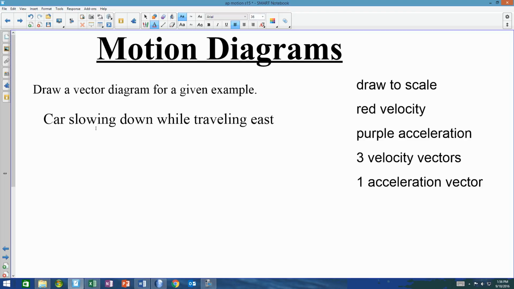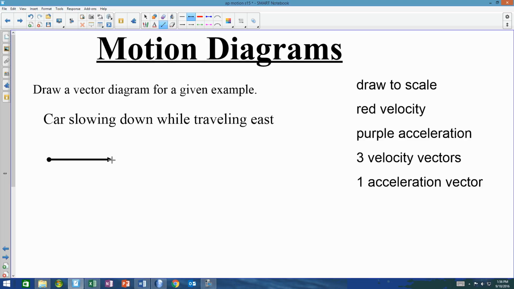We have a car that's slowing down while traveling east. Okay, if it's slowing down, that means it's accelerating. And since it's going east, we know our velocity vectors are going to be pointing to the right. So let's start out with the velocity vectors. If we're slowing down, that means they're getting smaller and smaller for each time interval.